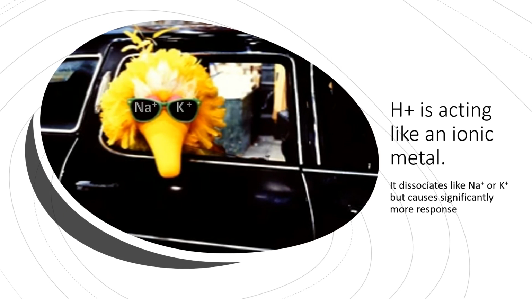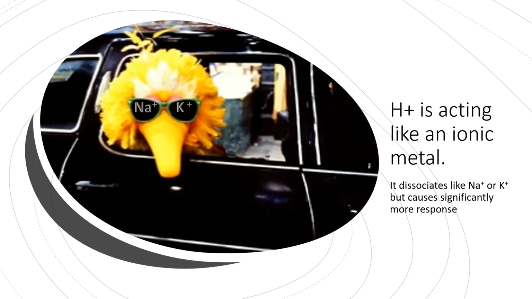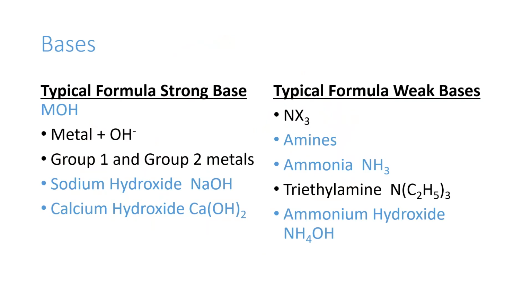and it won't do you any harm. So think of an acid as basically H plus acting like an ionic metal, right? Instead of being stuck in a covalent bond, acids have H pluses that dissociate like a sodium or a potassium might. So bases are typically, if they're strong bases, going to be a metal plus OH minus. Again, the charge of the metal will determine how many OH minuses you need. So sodium has a charge of plus one, so it needs one OH minus. Calcium has a charge of plus two, so it needs two OH minuses to equal zero.